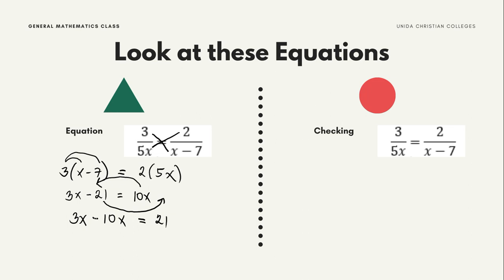And then after that, solve mo na yung like terms. You have 3x minus 10x. Nag-subtract ka ng malaki sa maliit. So, of course, the answer will be negative. Okay? So, 3 minus 10 is negative 7. And then just copy the variable x is equal to 21.